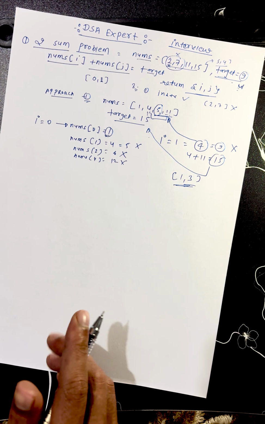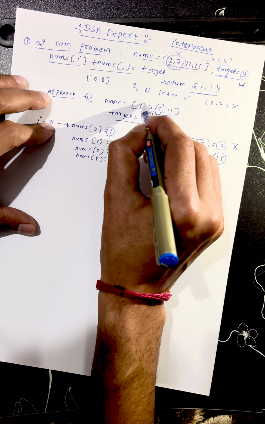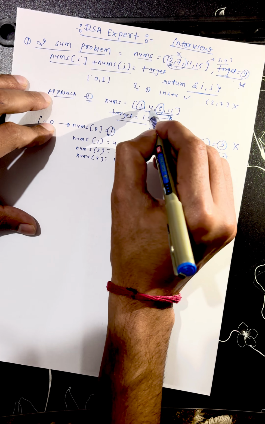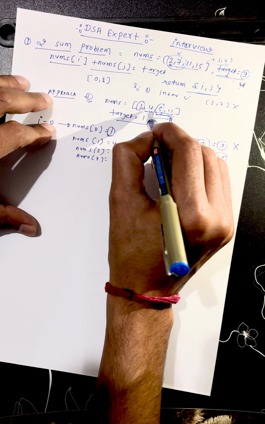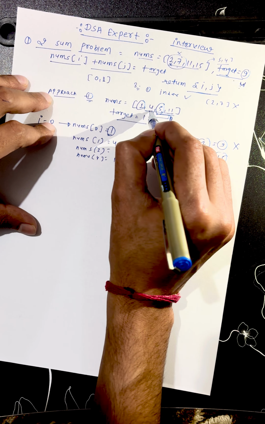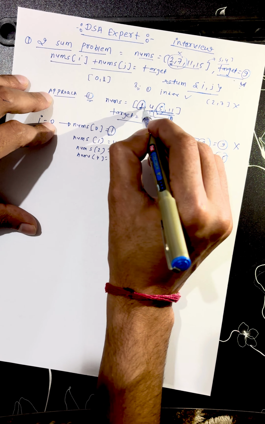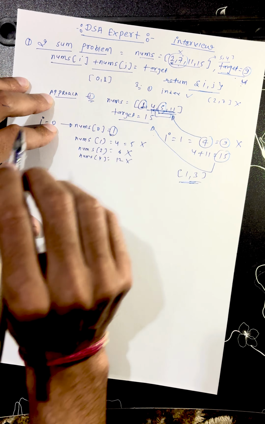Okay, you found that for each and every element we will run the loop from i plus 1 to n. For i equal to 0, we will run from i plus 1 to n minus 1.